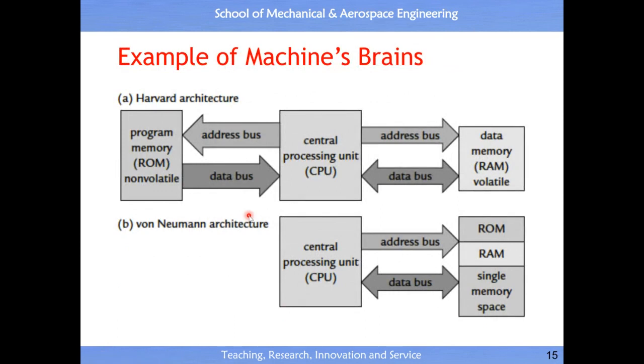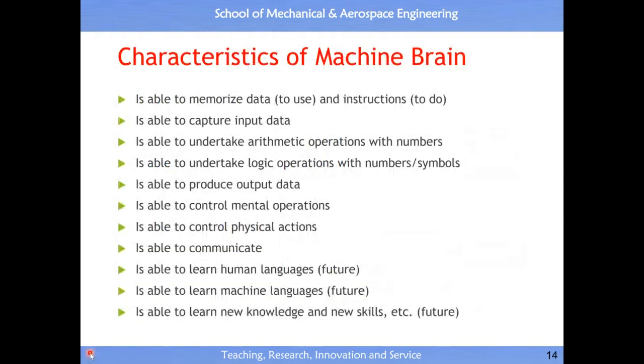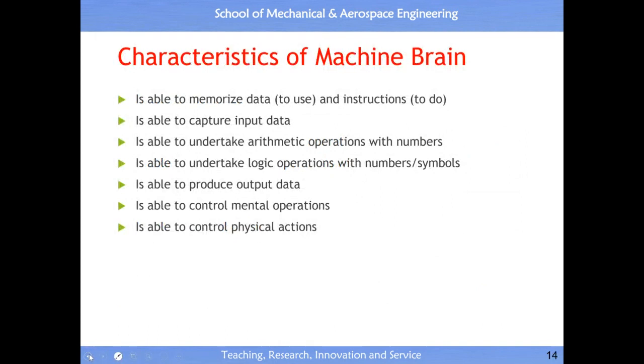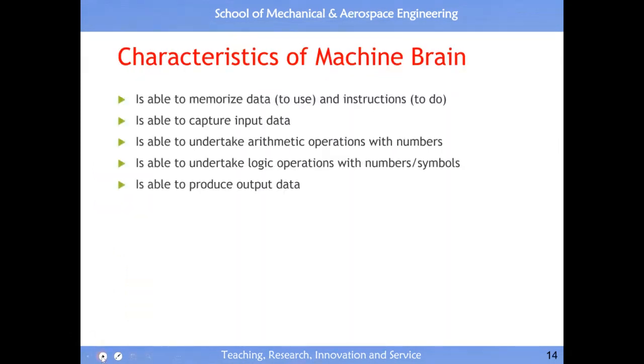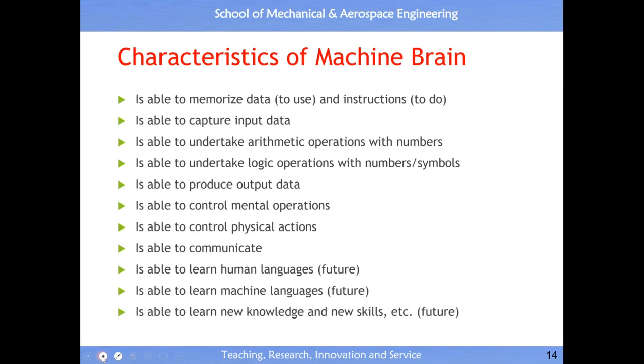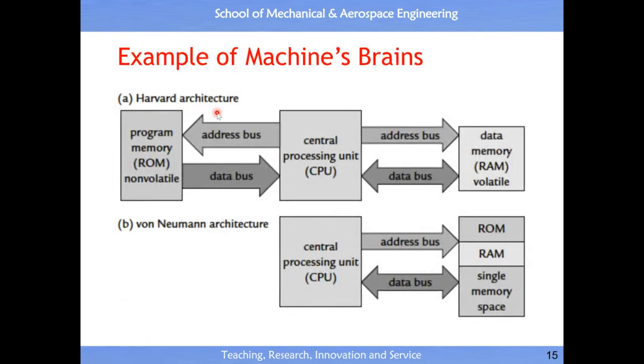Okay, and then how to apply this blueprint to guide the design of an actual brain for a machine. So actually there are two guidelines for the design strategy. One is the hardware architecture. In this architecture, basically the difference is that we separate the memory for data from the memory for program.